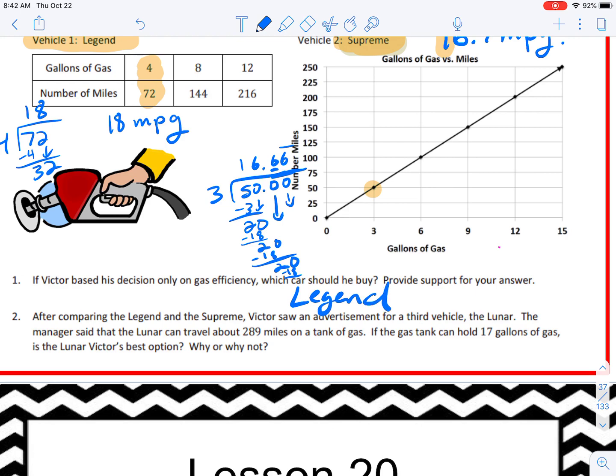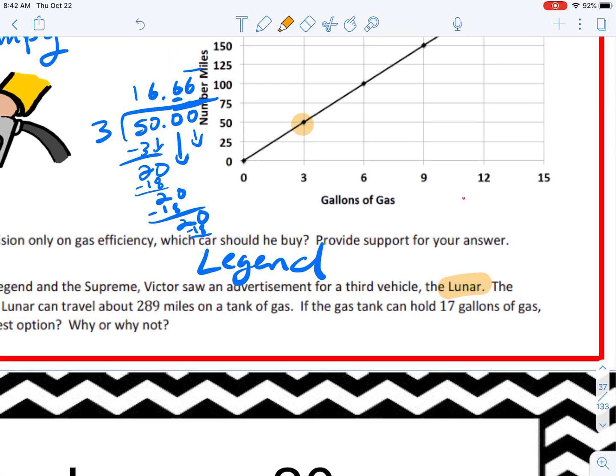Let's move on. After comparing the Legend and Supreme, Victor saw an advertisement for a third vehicle, the Lunar. That's the name of the car. The manager said the Lunar can travel about 289 miles on a tank of gas. If the tank can hold 17 gallons of gas, is the Lunar Victor's best option? Well, we have to do the math. We need to figure out how much it gets per gallon. So we need to divide 289 by 17.